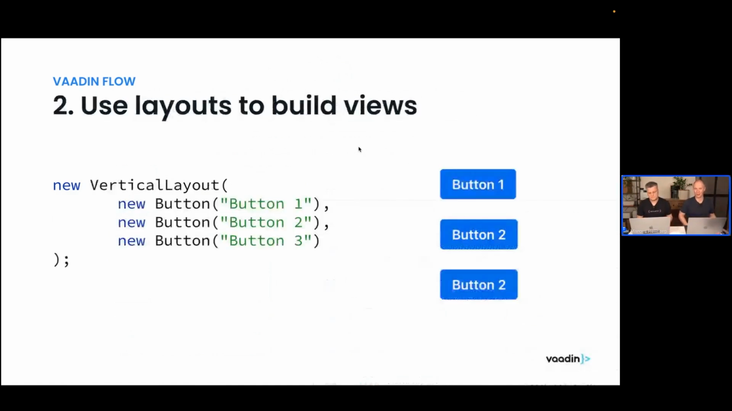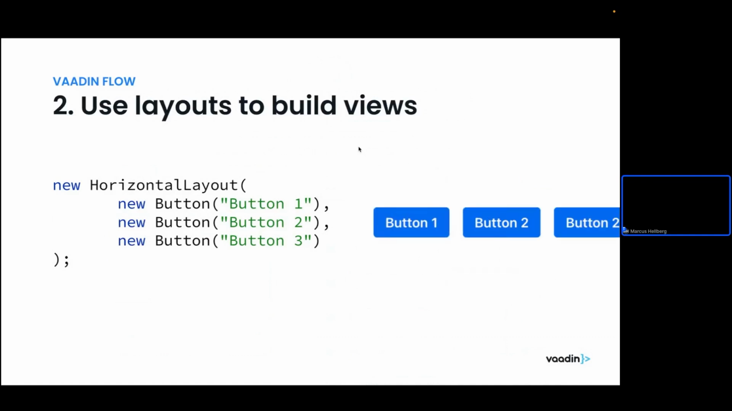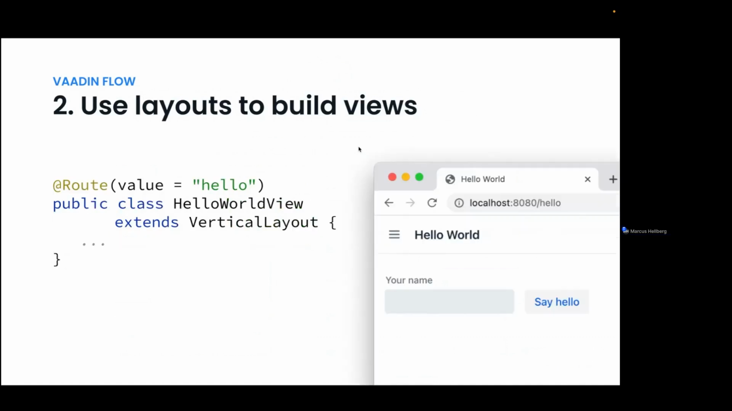All right, so when you have a component, you of course need to build some kind of bigger, meaningful thing out of them, like a view. So for that, we have layouts. For instance, the basic vertical layout allows you to lay out components vertically. Horizontal layout would allow you to lay them out horizontally. And then by combining these layouts and some of the more advanced layouts, you can basically build whatever type of layout you want. You can then add a route annotation on a component to be able to navigate to it. In this case, we are able to navigate to this route with a hello path.